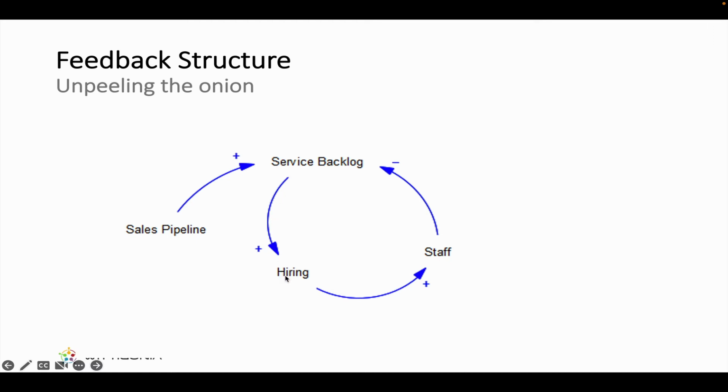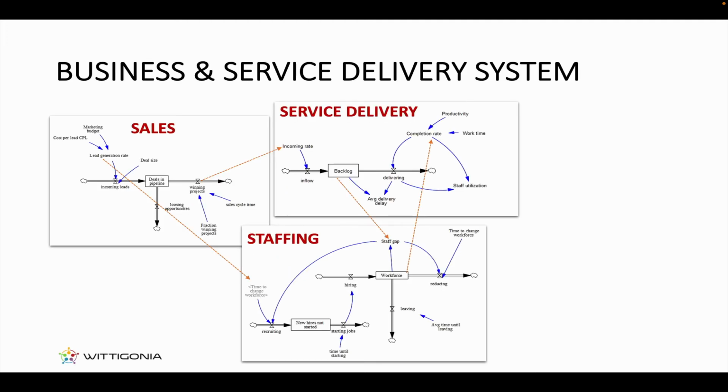That means we need to hire more people or increase our hiring rate, which means we increase our workforce, our staff in the delivery organization. And that means we can reduce the backlog. So this is a very simplified feedback structure. If we take a look under the hood and the details, we will find these so-called stock and flow diagrams.